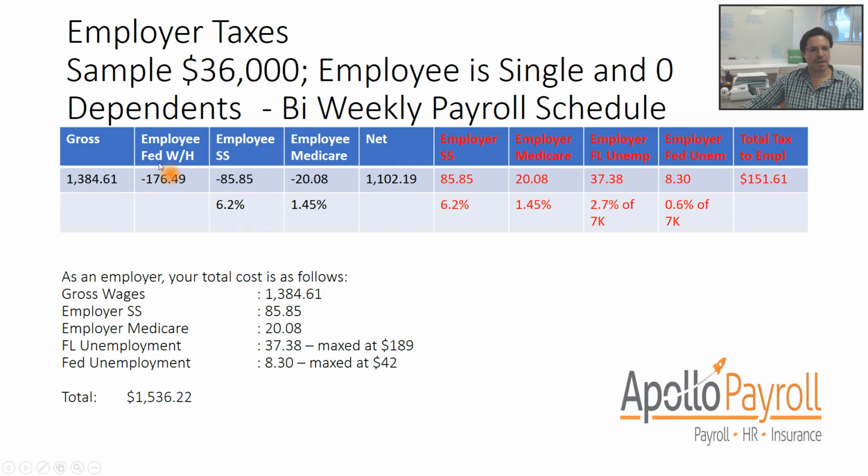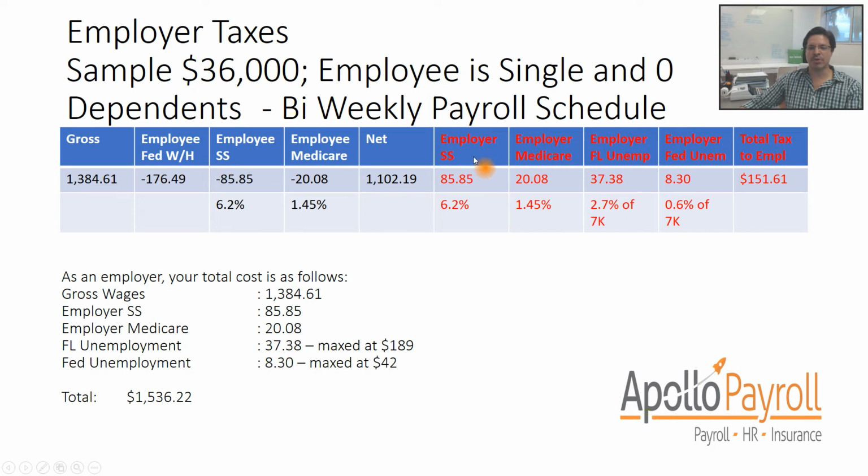$1,384.61. The federal withholding for the employee is $176.49. The employee Social Security withholding is $85.85, which is 6.2% of the gross. The employee Medicare is $20.08, which is 1.45% of the gross. In the end, their net or take home is $1,102.19. So that's the gross minus the withholdings, which will give us the net of $1,102.19.